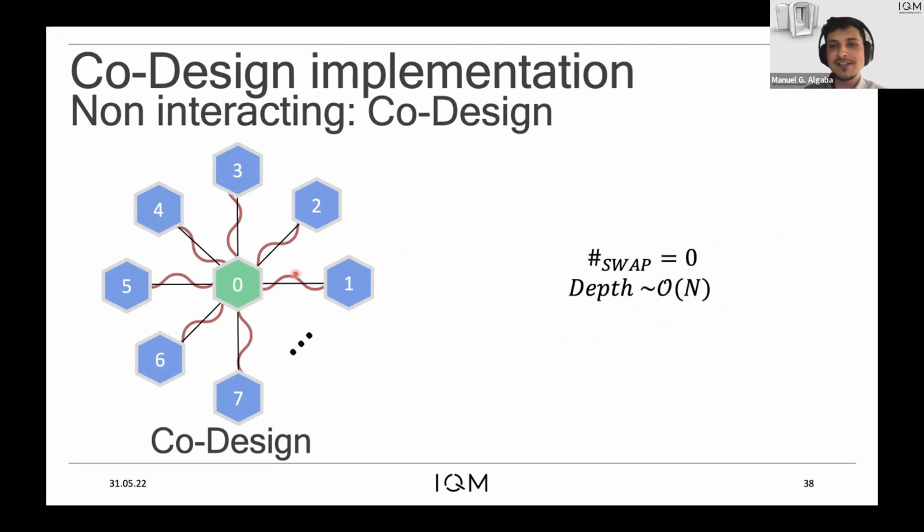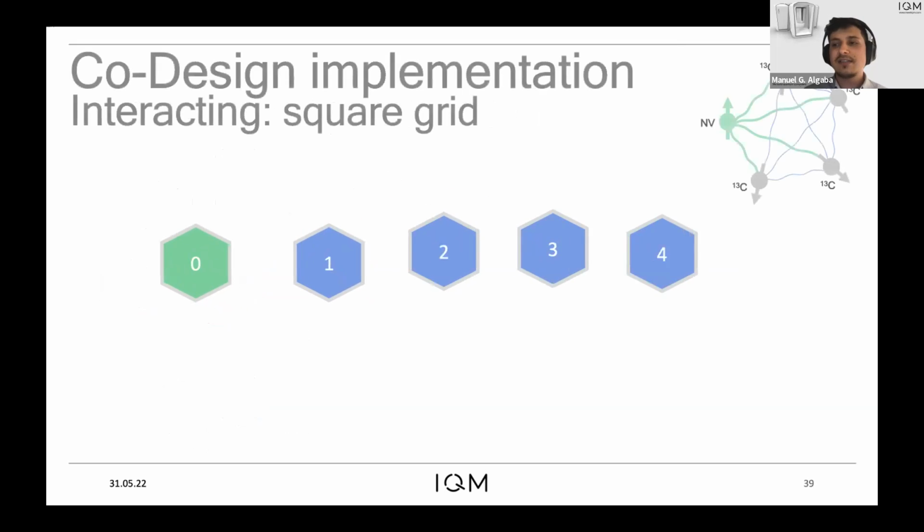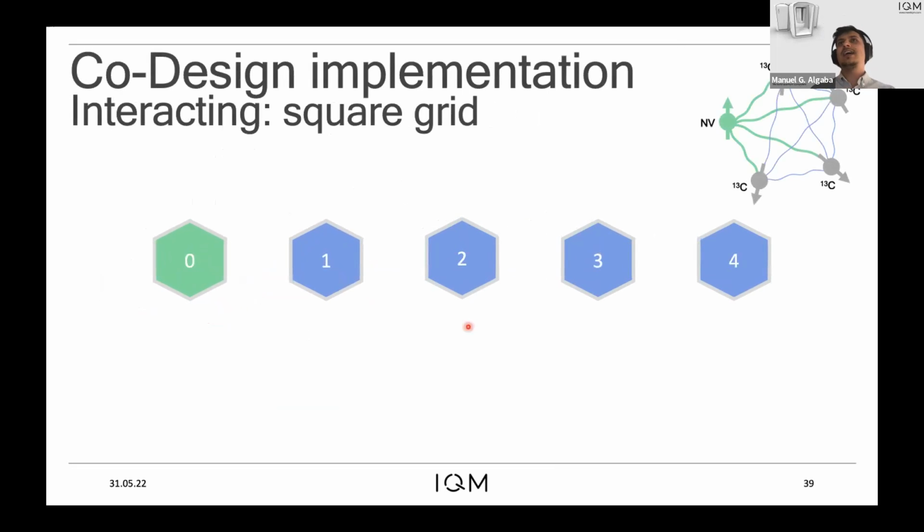So everything works smooth. The depth is still linear, so we have not worsened the depth. So this is very nice. We found a chip that can allow you to implement the same simulation with less swaps. But we said, okay, even though this interacting problem was not meant to be done on the chip, let's try it again with the co-design chip.